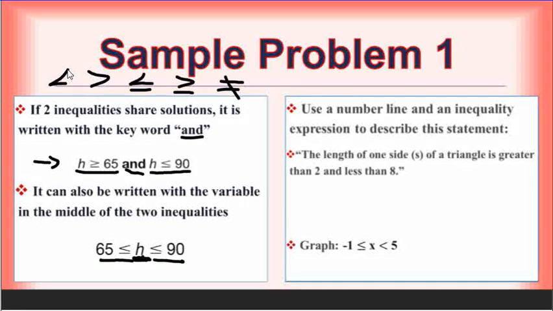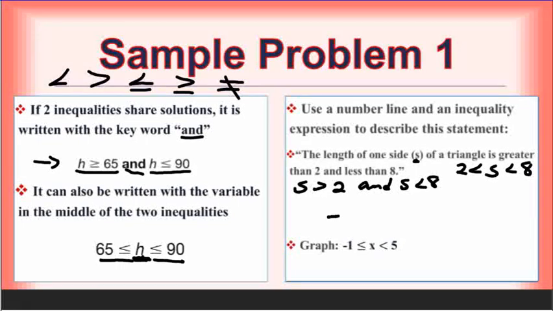Use a number line and an inequality expression to describe this statement. The length of one side, S, of a triangle is greater than 2 and less than 8. We're going to use the variable that they give us, the S. It says that S is greater than 2 and S is less than 8. That is one way of writing it. Instead of writing it as two separate ones, we could have S in the middle and say that it's less than 8 but greater than 2. Those are two different ways of writing that one.